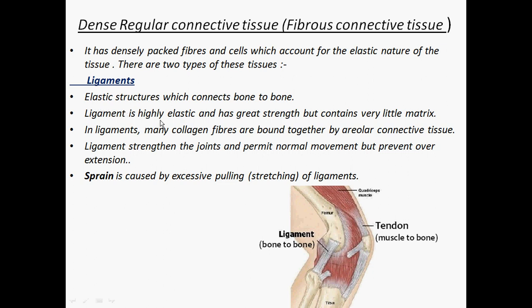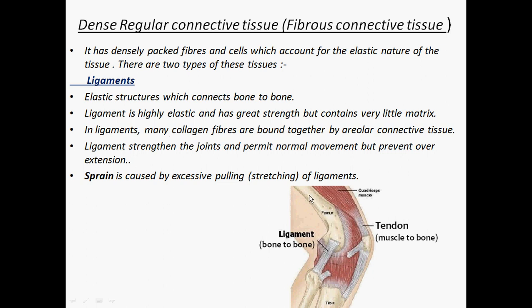The elastic nature of the ligaments connects bones to bones and helps the knees or our hands to move. The elastic structure which connects bones to bones is called a ligament, and the ligament is highly elastic and has great strength but contains very little matrix. It is elastic because it contains collagen fibers which are bound together by areolar connective tissue. As we know, students, areolar connective tissue fills the space between the skin and the muscles, so the collagen fibers are bound by areolar connective tissue.